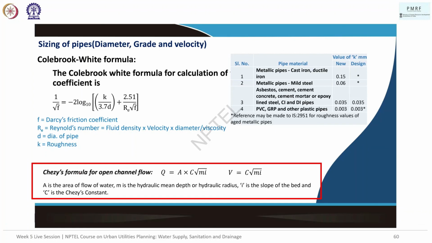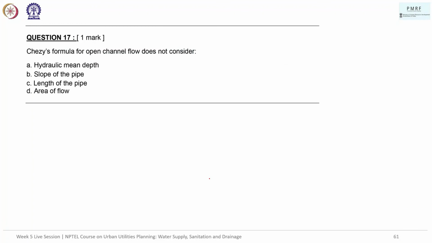If you remember Chezy's formula, we use A, which is the area of flow of water, M is the hydraulic mean depth, I is the slope of the bed, and C is a constant, right? People might bring up this issue that, well, don't you actually take length into consideration when you're using slope? The thing is, not actually. Slope is a particular property. We might use the length of the pipe, or the distance between two points, to determine the slope, but nonetheless, the slope does not actually require the full length to be calculated, right? You can just determine the gradient. If you measure at any 2 points, you can determine the slope. So the answer is C, length of the pipe, right?